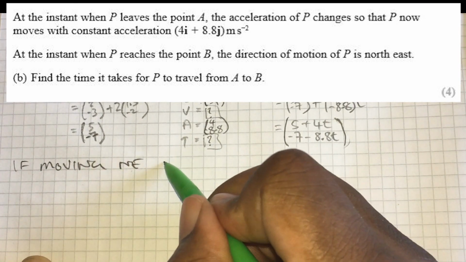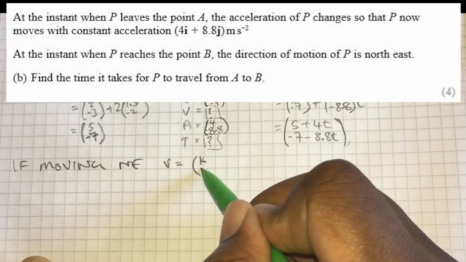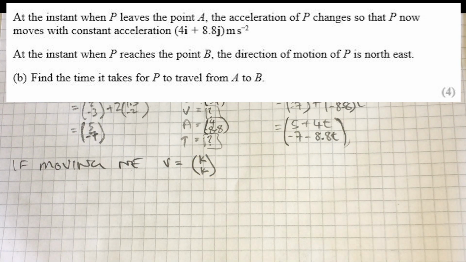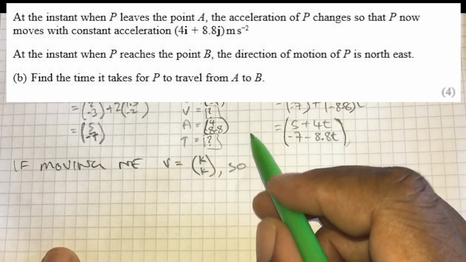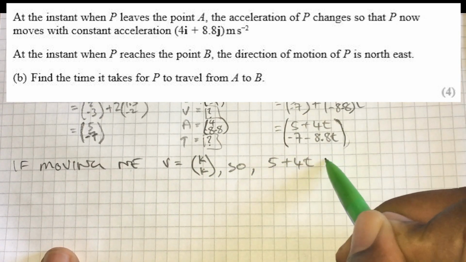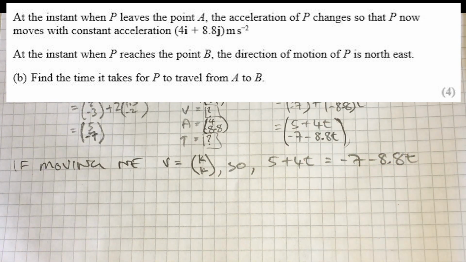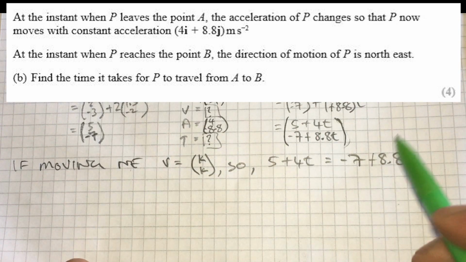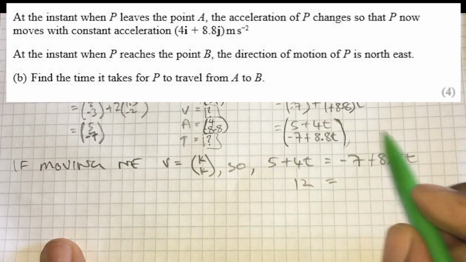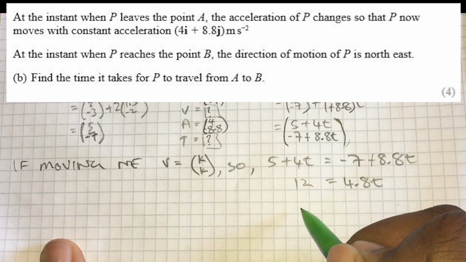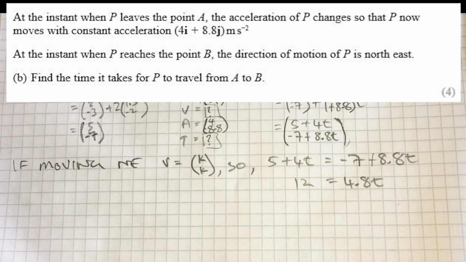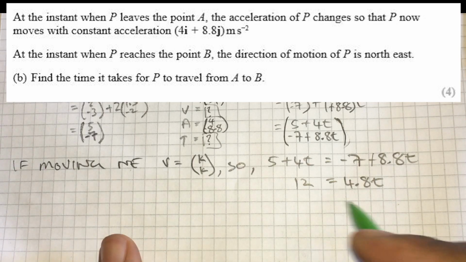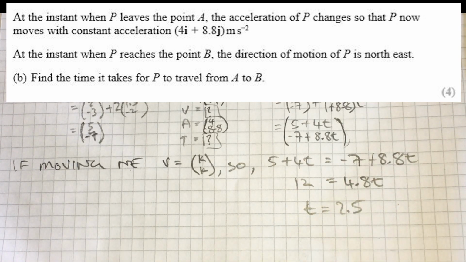Since we're told that at point B the direction of motion is northeast, that means that the velocity vector is going to be northeast. And we know that means the horizontal and the vertical component should be the same as each other. So that helps me to set up an equation that I can solve. And just some quick rearranging, solving for t. Let's just fix these, should have been plus 8.8. Some quick rearranging and solving for t. We get that t equals 2.5. So the time taken to travel from A to B is 2.5 seconds.